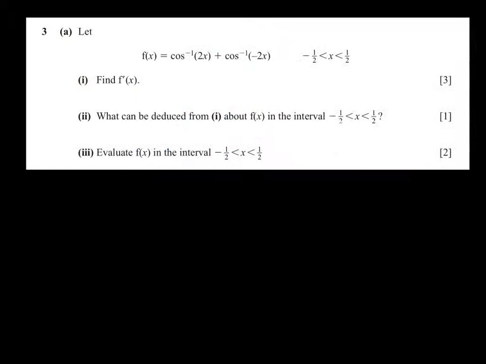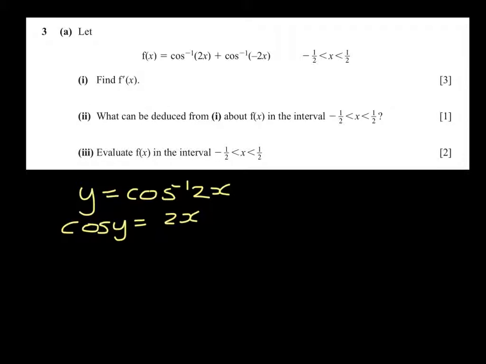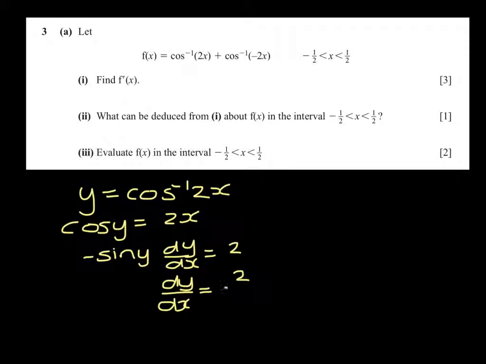FP3 2012. I'm going to do the first part from first principles just as a reminder. So if y equals the inverse cos of 2x, then cos y equals 2x. Differentiate the left, we get minus sine y dy/dx. Differentiate the right, we get 2. So dy/dx equals 2 over minus sine y.